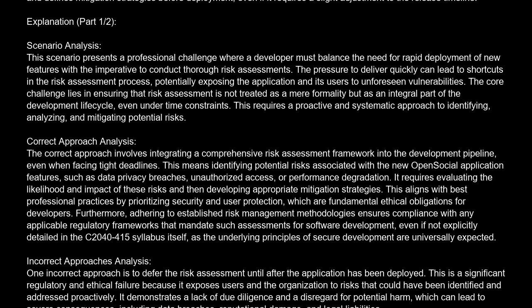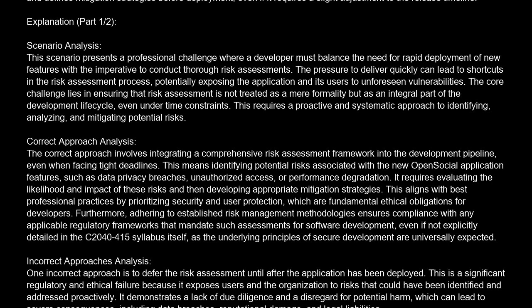Incorrect approaches analysis. One incorrect approach is to defer the risk assessment until after the application has been deployed. This is a significant regulatory and ethical failure because it exposes users and the organization to risks that could have been identified and addressed proactively. It demonstrates a lack of due diligence and a disregard for potential harm, which can lead to severe consequences, including data breaches, reputational damage, and legal liabilities.